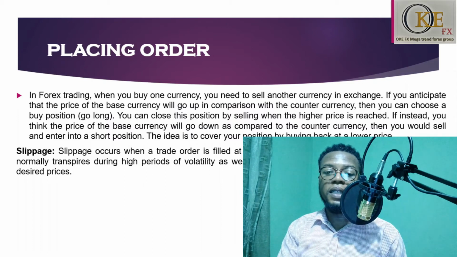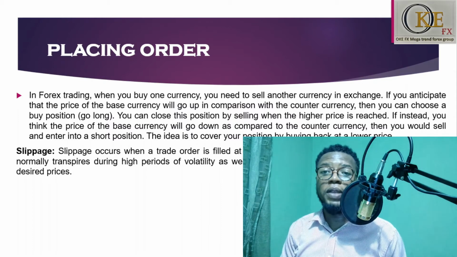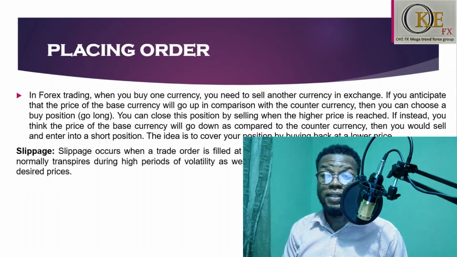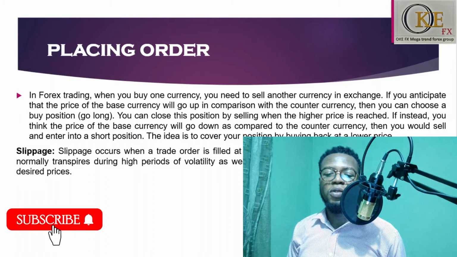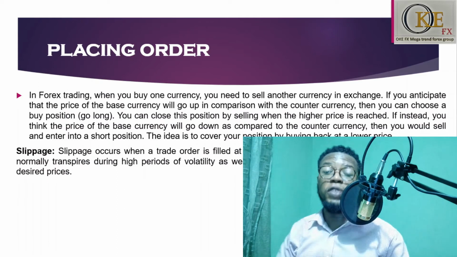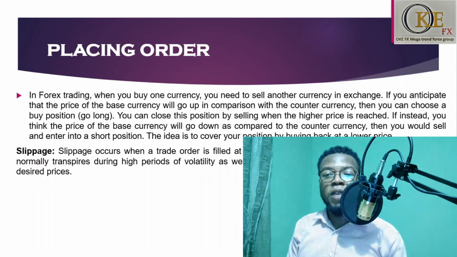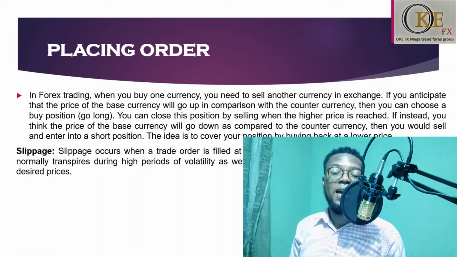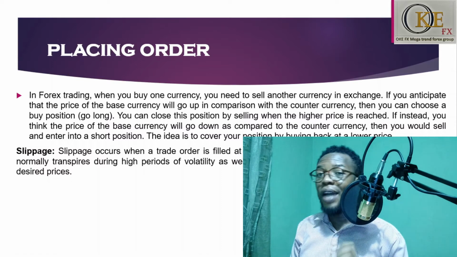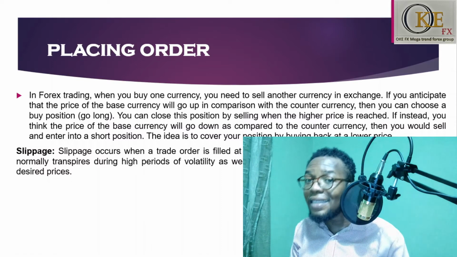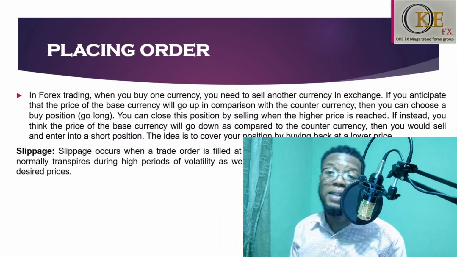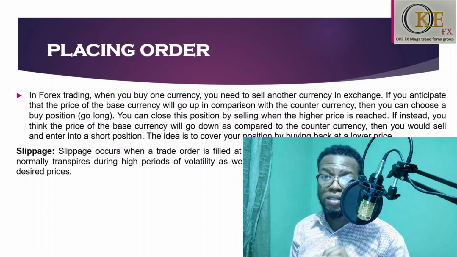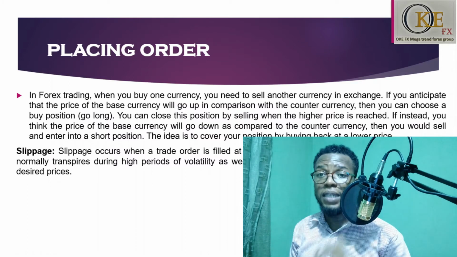So that's basically that. And then now I will be talking about slippage. Very important. Slippage occurs when a trade is filled at a price that is different from the requested price. So for some of you that have been trading already, you may notice that there are times you place an order and you just notice that your order was not filled at the exact price that you requested. What happened there is that slippage has occurred.